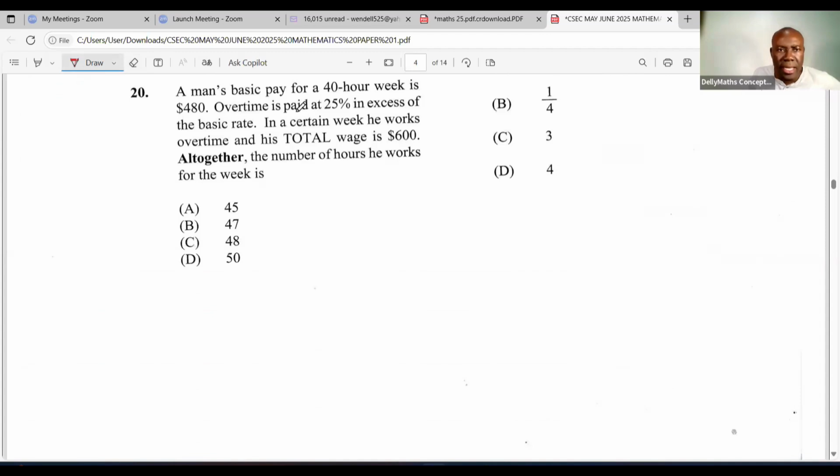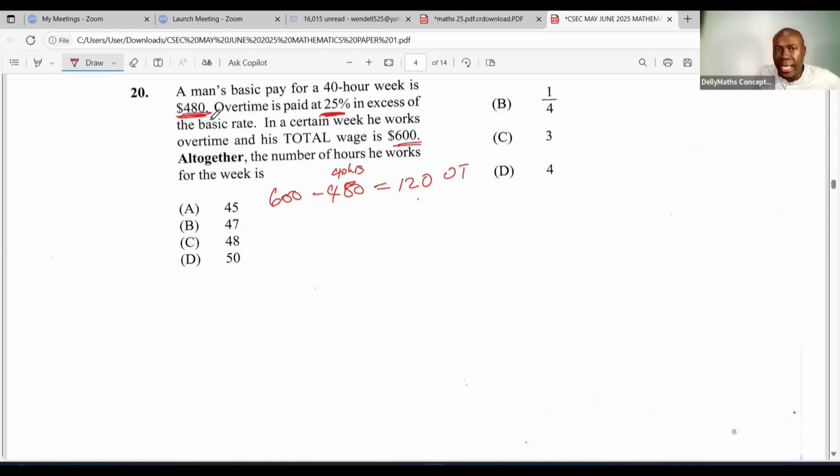Number 20. A man's basic pay for the whole week is this. Overtime is 25% in excess of the basic rate. So overtime is paid at 25% more. In a certain week, he works overtime and his wage was 600 altogether. Then the number of hours he worked for that week would be what? What you could do is understand that 40 hours is when he worked that amount of money. So if you take this and pull out that, you get 120, right? So 600 minus 480 will give us 120. This is overtime money, but at the overtime rate. So we have to figure out the overtime rate and then divide it into this to see the time that he works on overtime. So already we know that this is 40 hours of work.